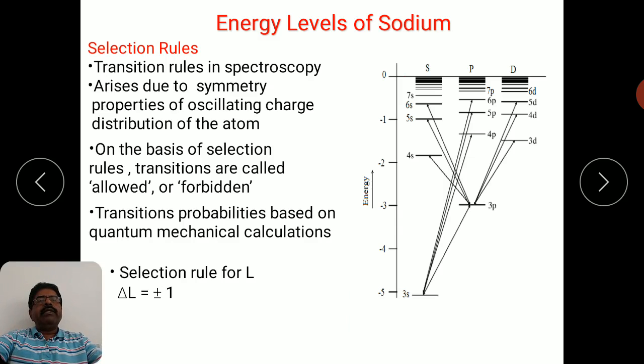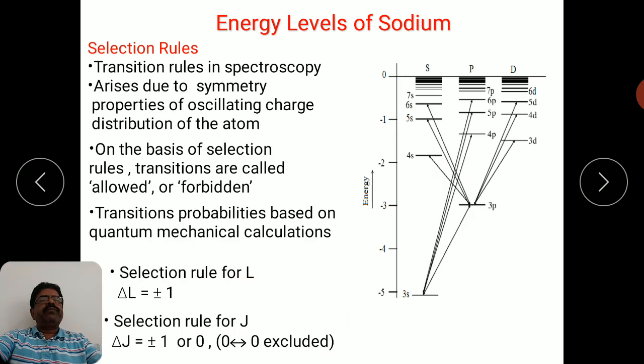Whenever there is any transition, in that particular transition the change in L value will be plus or minus 1 only. It cannot be greater than that or lower than that. So it cannot be 0, it cannot be 2, it cannot be minus 2. So this is the restriction, or what we call the rule for the transition while maintaining the L value.